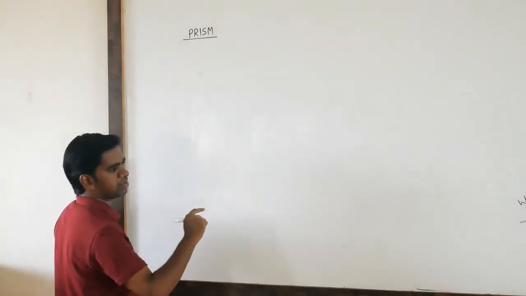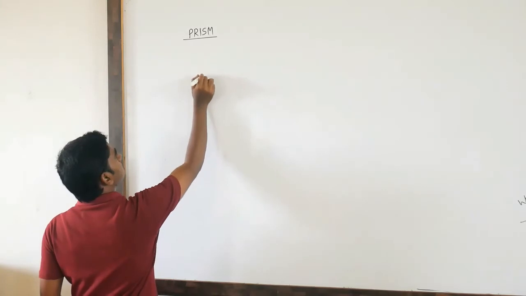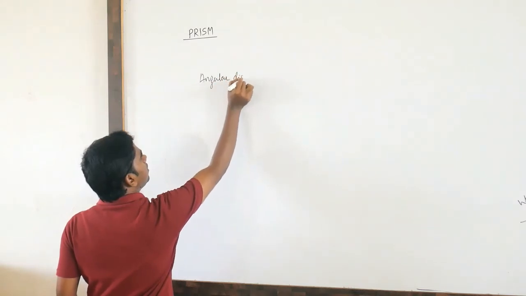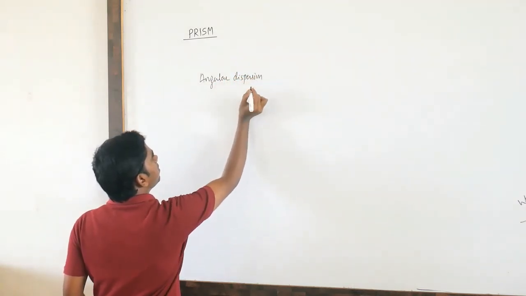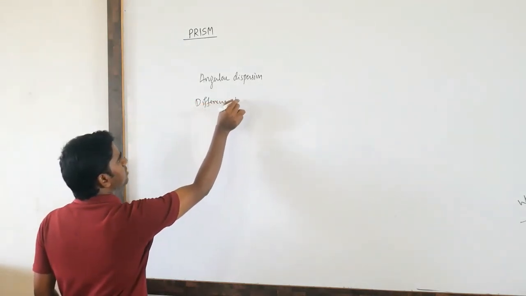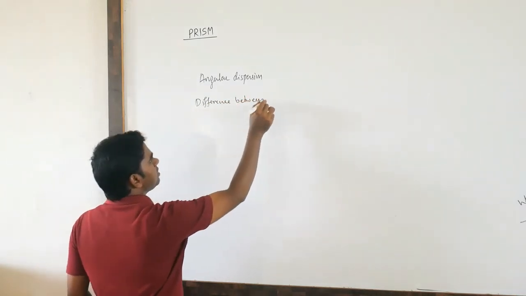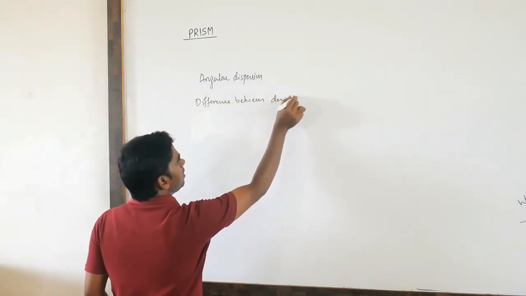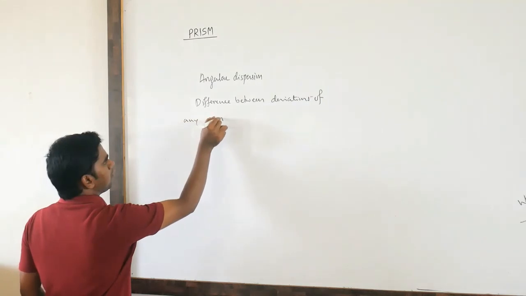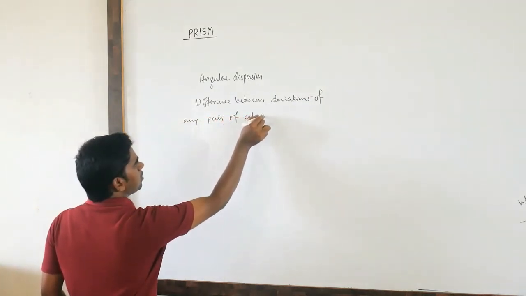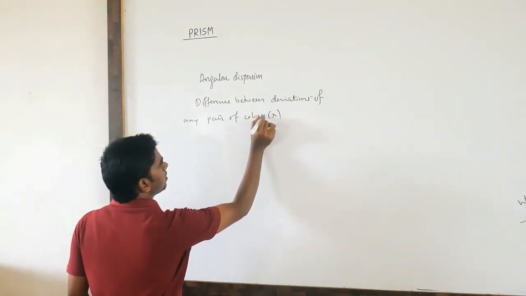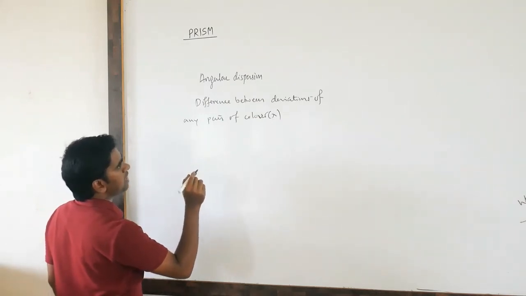Regarding dispersion, there are two important terms. One is called angular dispersion. What is angular dispersion? Angular dispersion is nothing but the difference between deviations of any pair of colors, or you can call it wavelengths. So if this is the case, how can we get the formula for this one?